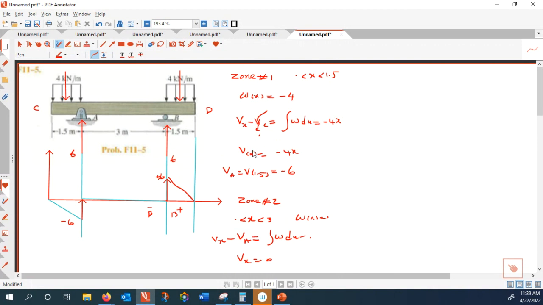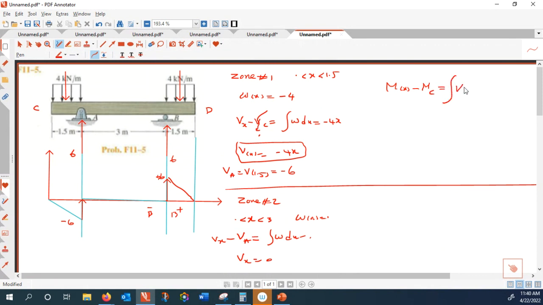So in zone 1, we do have the V of x, so it should be simple to find. So that is zone number 1. M of x minus M of c is equal to the integral of V dx. M of c vanishes, no bending at c. So M of x is the integral of minus 4x, that is minus 2x squared.